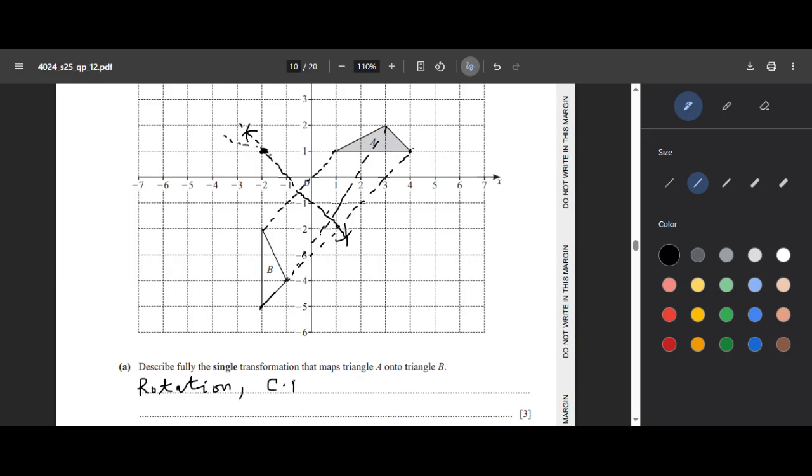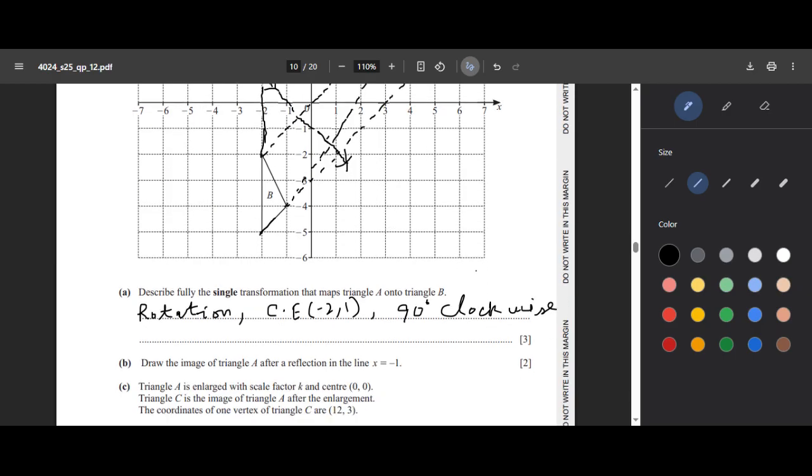The center of rotation is -2, 1, and for the angle, join any corresponding point to this perpendicular bisector and measure the angle. You can see that the direction of the angle is clockwise. So this is 90 degrees clockwise. This is all about this part.